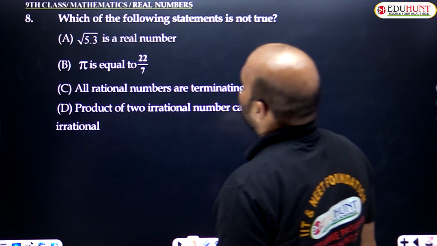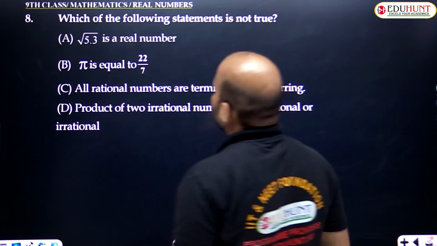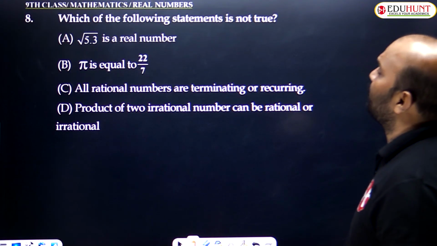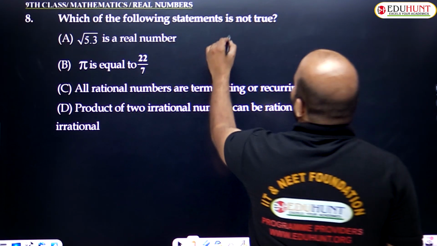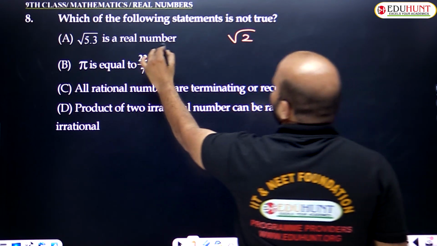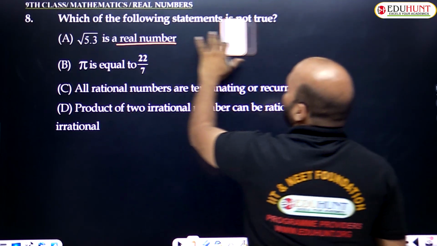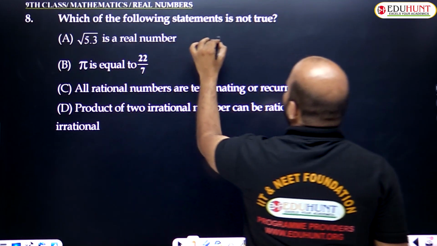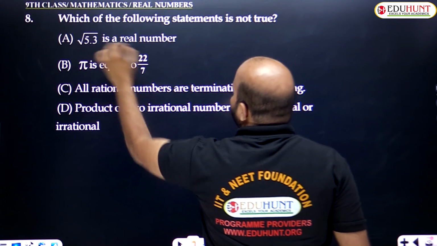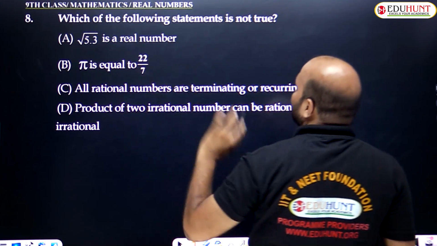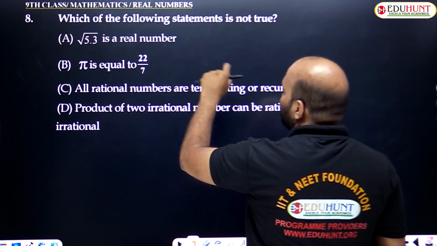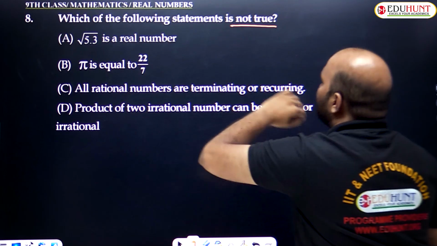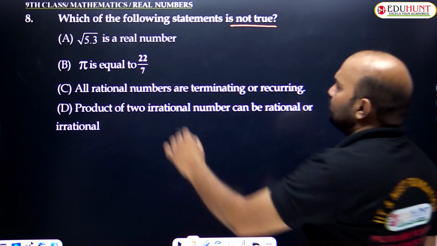Option A, root over 5.3 is a real number. Any number on the number line is a real number. Root 3, root 2, all are real numbers. All numbers are real. Am I clear? So what I am given here, root over 5.3, is a real number. Any number on a number line is real. So it is true. But the question I am asking is not true, nothing but a false statement. So the first one is true.